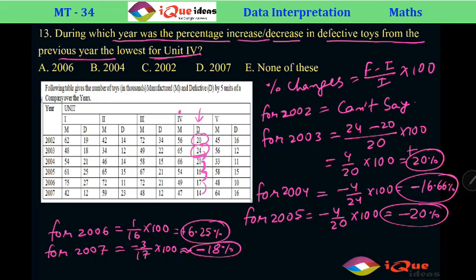Now what is the question asking? The question is asking in which year the percentage increase or decrease is lowest. So we don't have to look at the sign, positive or negative, we have to look at the value. So 20, 16.66, 20, 6.25 and 18. Very clearly 6.25 is the lowest value, and that is for 2006. So the answer will be the first option, that is 2006. You have to be a little careful here. You have to calculate the percentages in all cases because the values are very close. Okay. Now let's take up the next question.